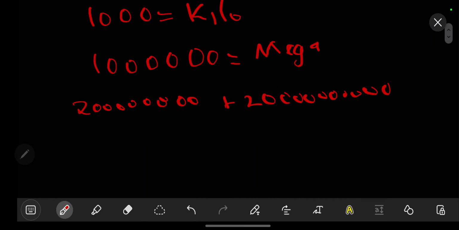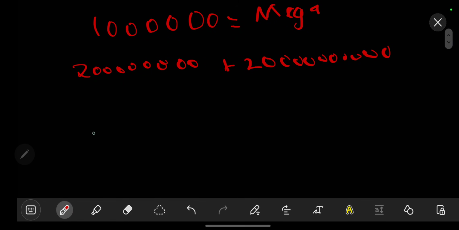So now we are going to identify what certain powers mean. Firstly, we know that 10 to the power 1, which is just a 10, is deca. So a decagon, when we say decagon, it means it has got 10 sides. So 10 to the power 1 is a deca.